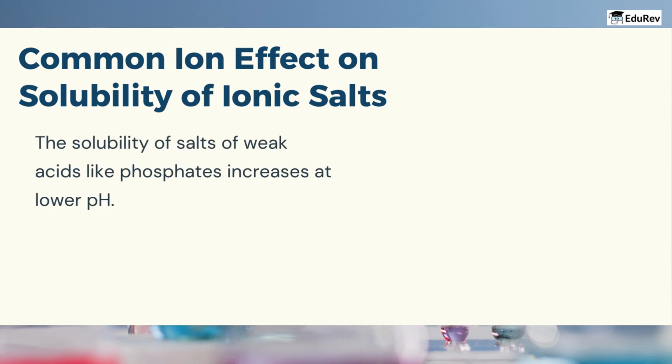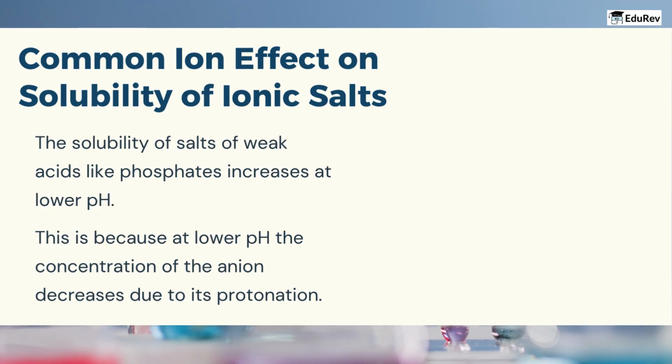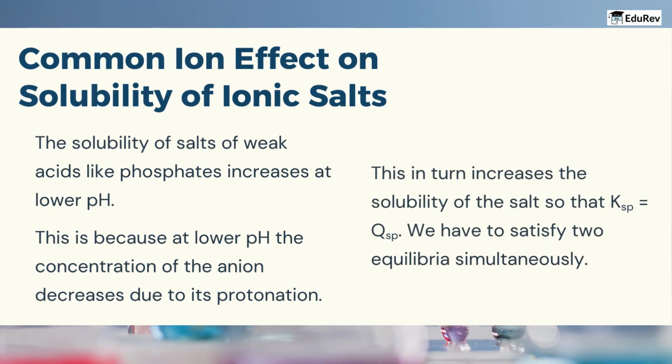The solubility of salts of weak acids like phosphates increases at lower pH. This is because at lower pH the concentration of the anion decreases due to its protonation. This in turn increases the solubility of the salt so that KSP is equal to QSP. We have to satisfy two equilibria simultaneously.